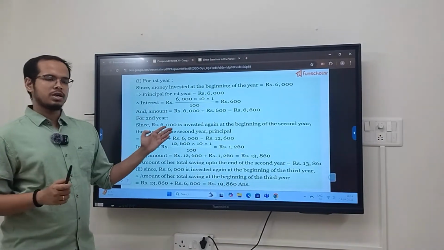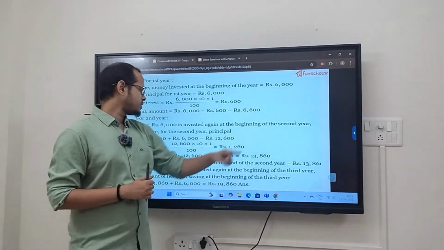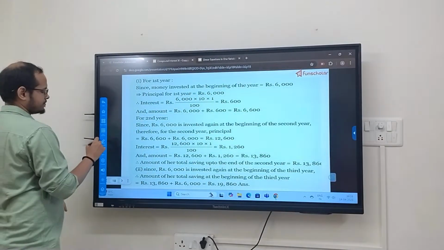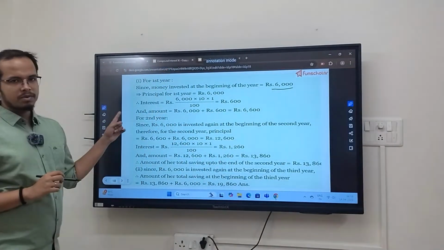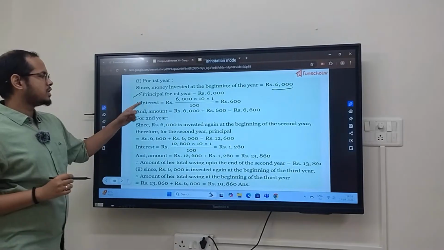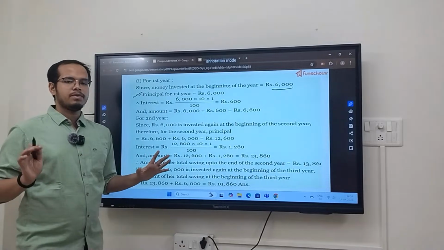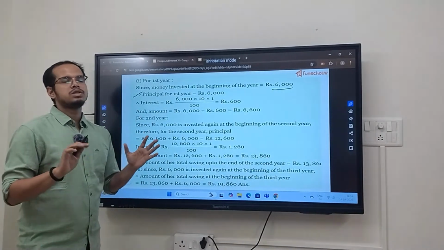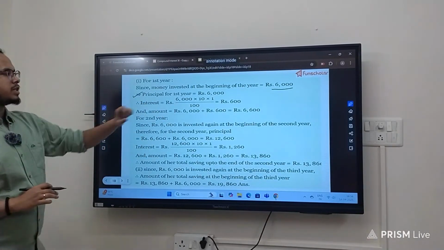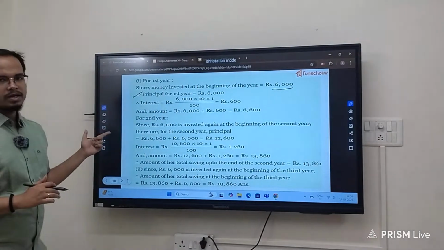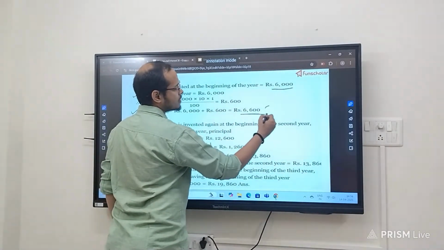Let me go with the solution step by step. For the first year, the amount invested is 6,000 rupees. So 6,000 becomes the principal for the first year. Now for the interest on the first year, simple interest and compound interest are the same. Don't even need to bother about it. So we are getting an interest of 600 rupees for the rate being 10%. So the amount becomes 6,600 rupees. This is after the first year.